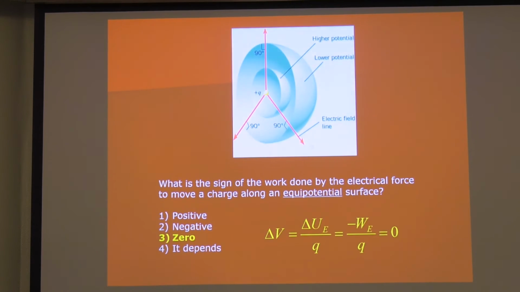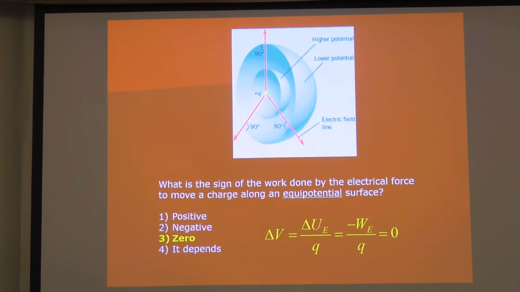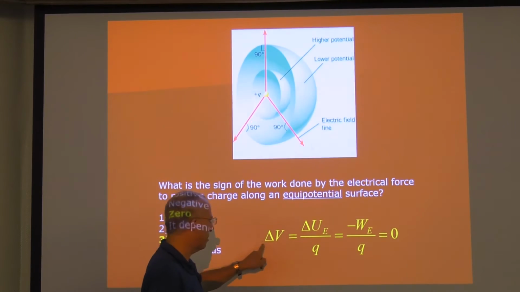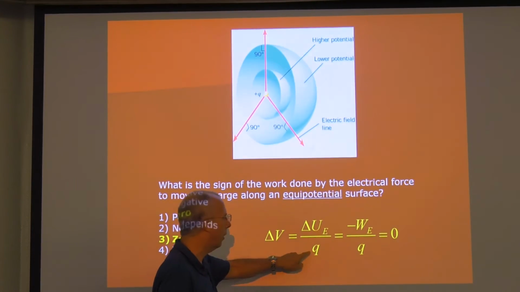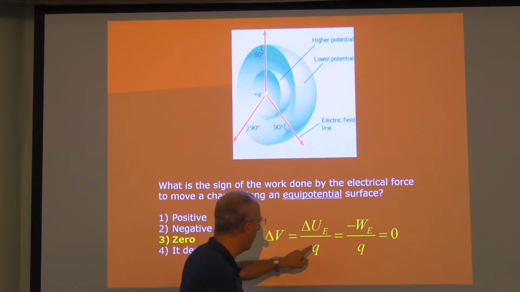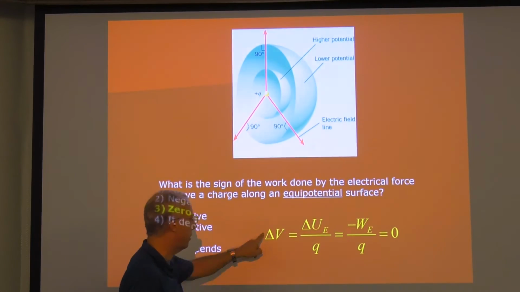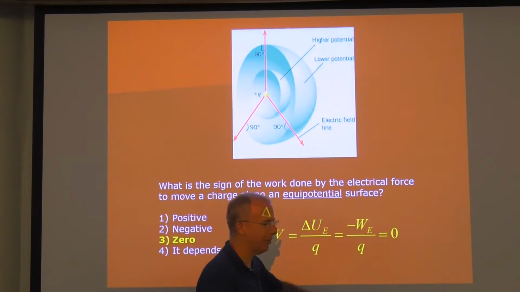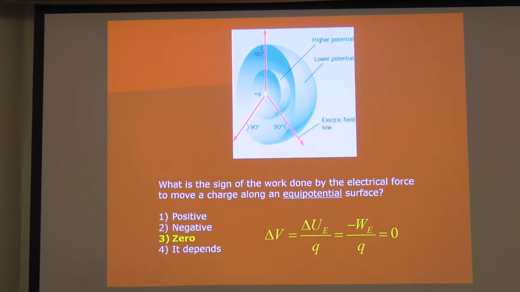All right, so the answer is 0. What's the sign of the work done by the electric force to move the charge along an equipotential surface? In other words, from here to here? 0. Because by definition delta V is delta U over q, but delta U is minus W. Well, if it's an equipotential surface, delta V is 0. So this is 0, so that's 0. So everything's 0. All right? That's important.